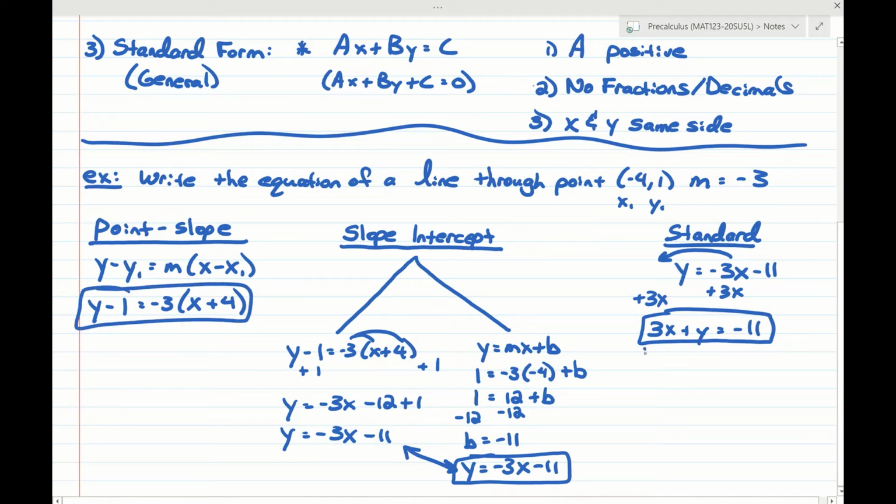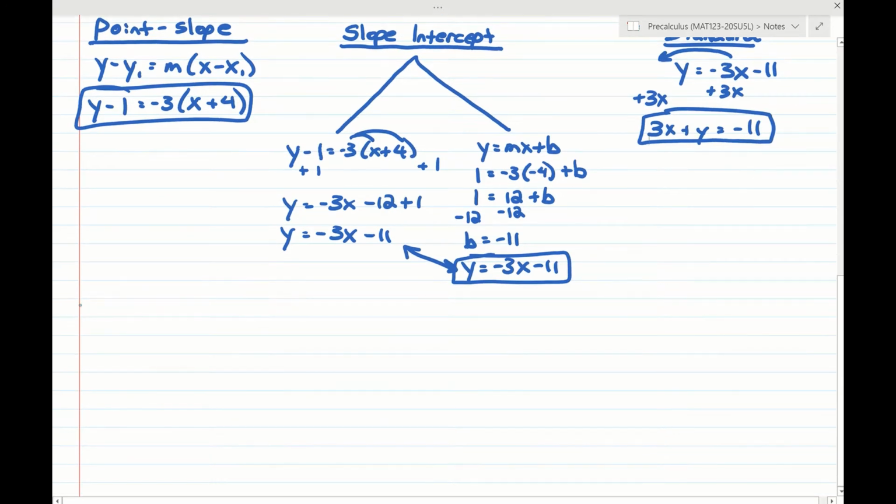A is positive. There's no fractions or decimals. And x and y are on the same side, so that's how we do a problem like that. I showed you 3 different forms.